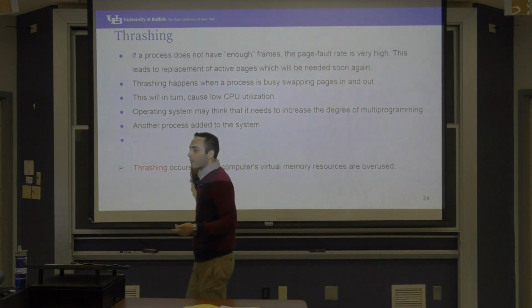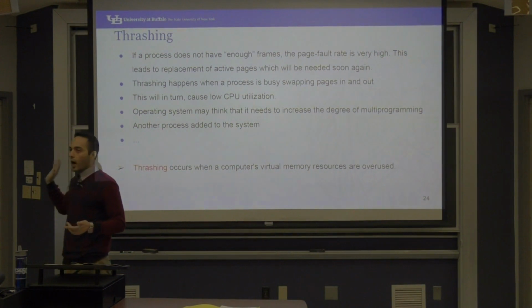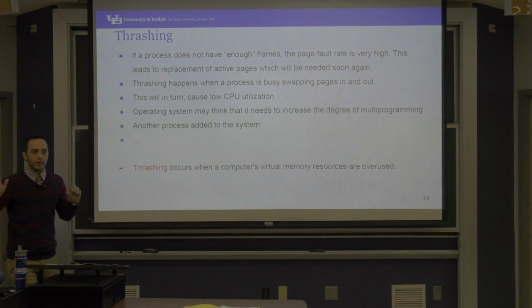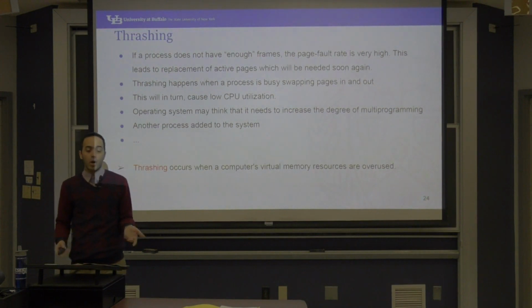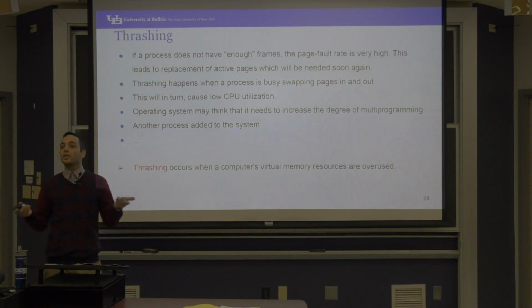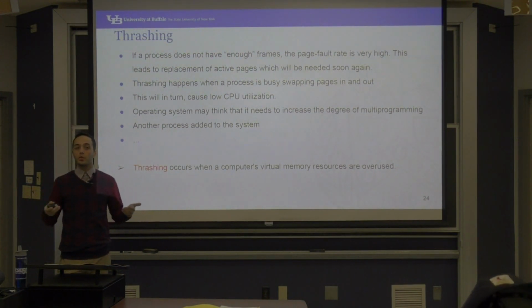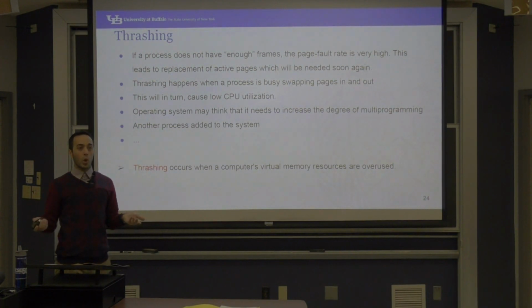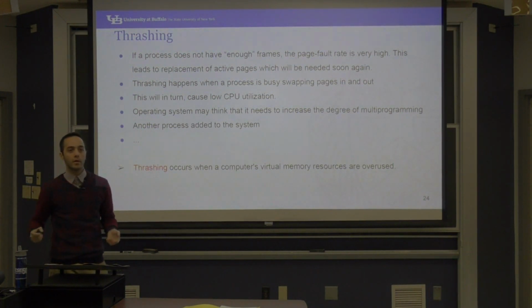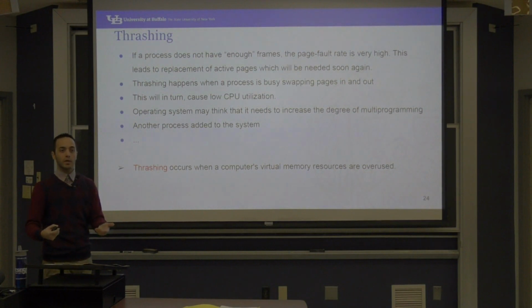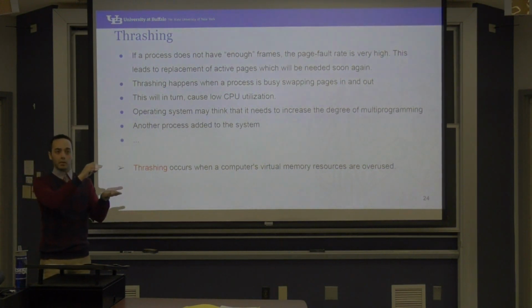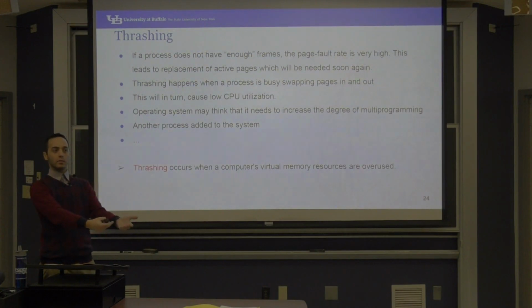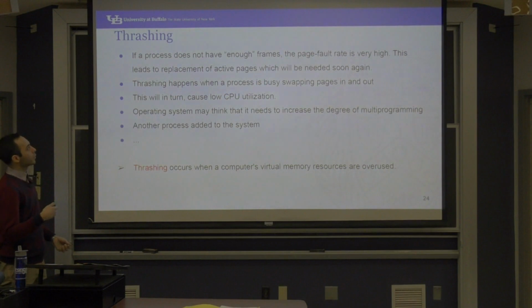So when this happens, the operating system might just get tricked. It looks at the utilization of the CPU and realizes that the CPU is not utilized enough. The CPU can do more work, so let's add another process, right? And that makes it worse, because that process itself needs memory. And now that will lead to less available memory and more thrashing, right? So thrashing is actually when this happens.